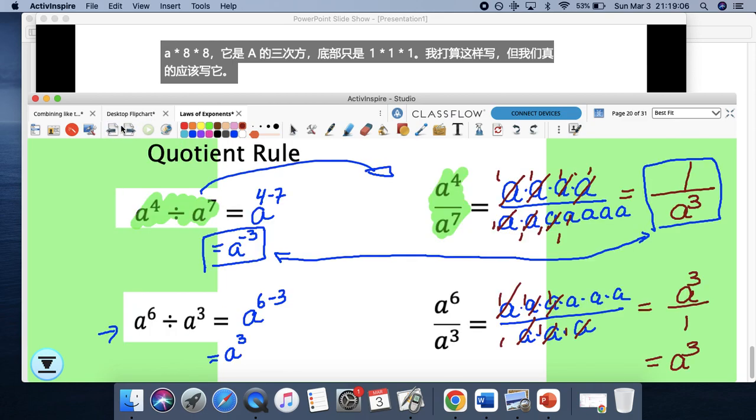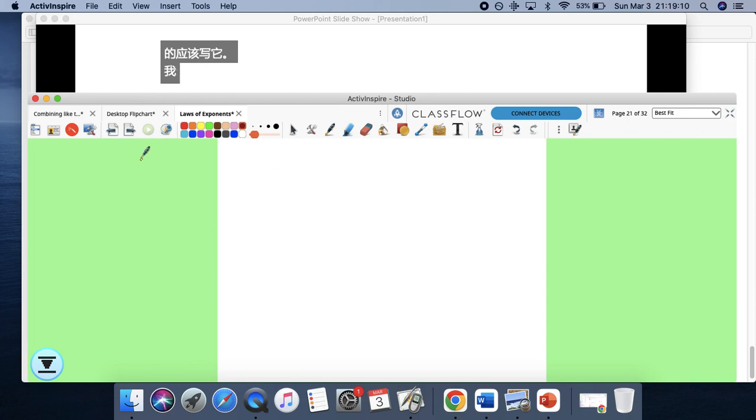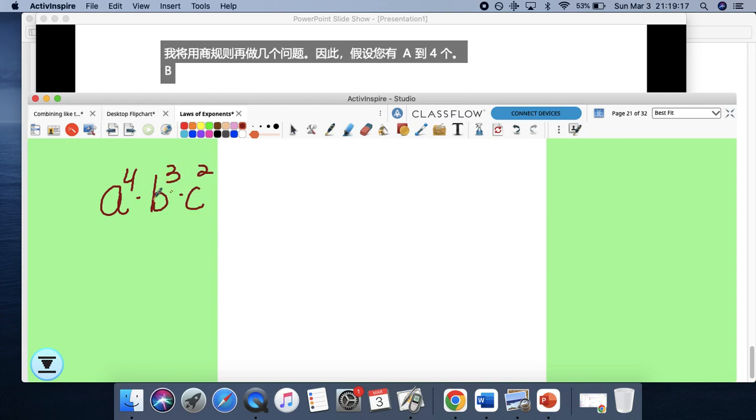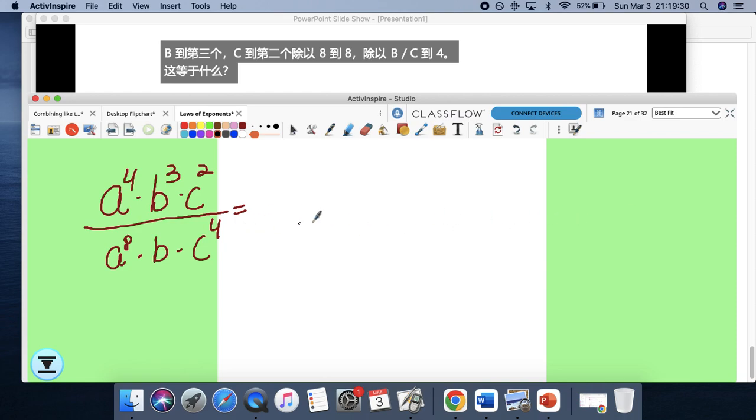I'm going to do a couple more problems with the quotient rule. So let's say you had a to the fourth, b to the third, c to the second divided by a to the eighth, b, c to the fourth. What would that equal? Well, for now, we're going to expand this.